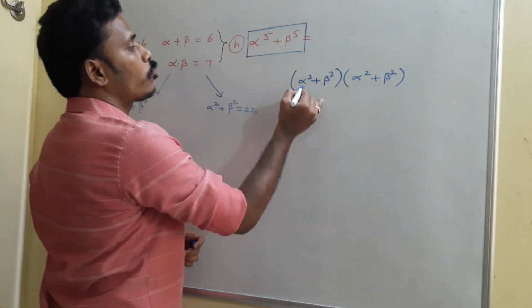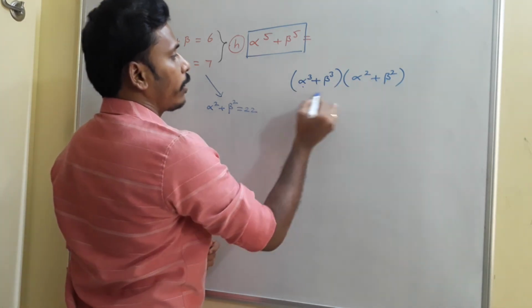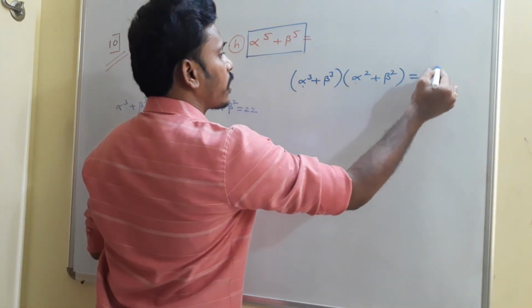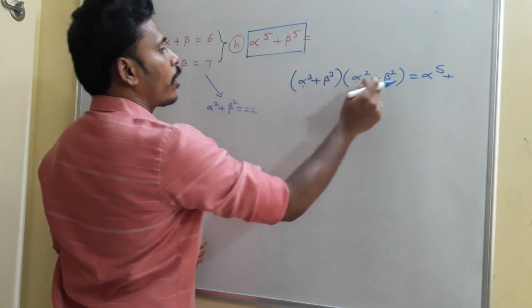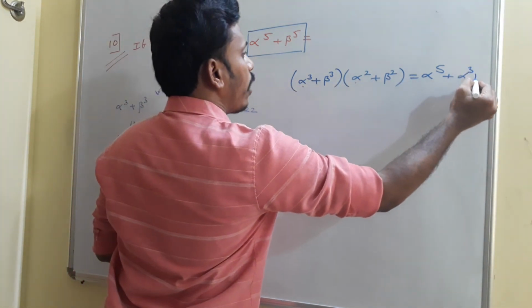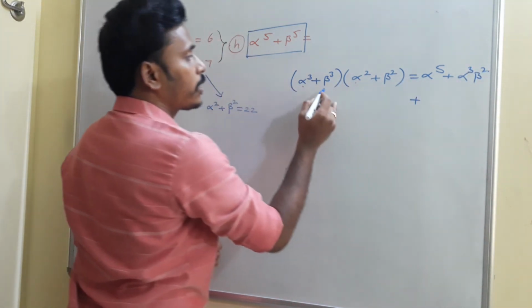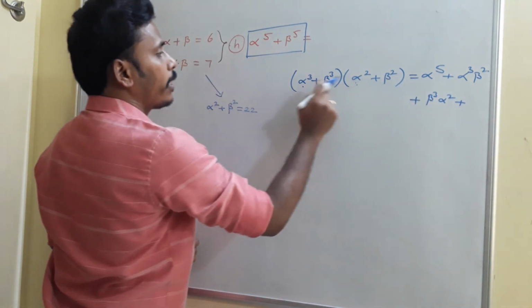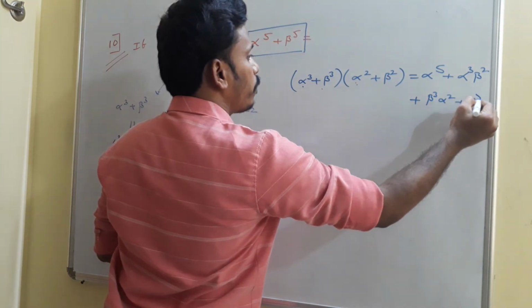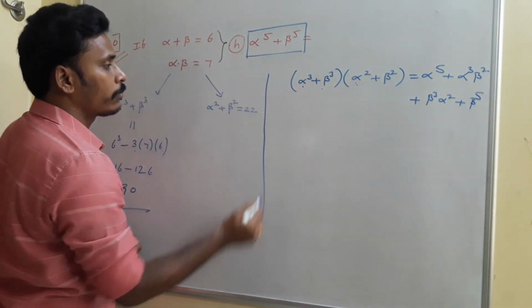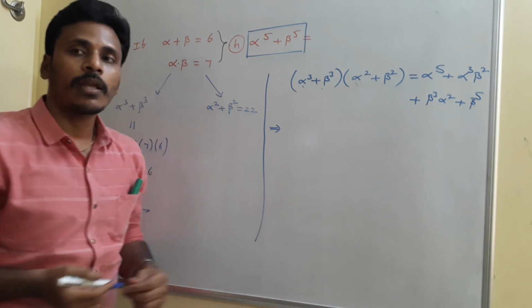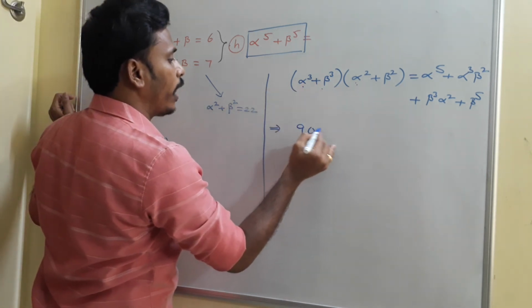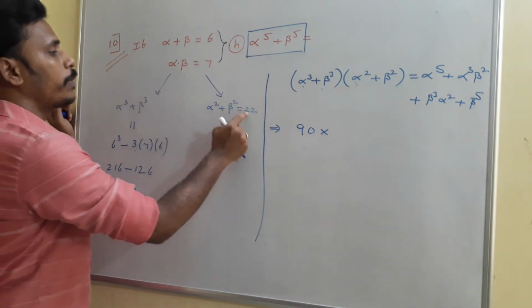If you multiply these two, alpha cube into alpha square, see, I am rewriting here, alpha cube into alpha square as alpha power 5, plus alpha cube into beta square as alpha cube beta square, plus beta cube into alpha square as beta cube alpha square, plus beta cube into beta square as beta power 5. Just we multiply these two. And now alpha cube plus beta cube is 90. This value is 90. So 90 into alpha square plus beta square is 22.